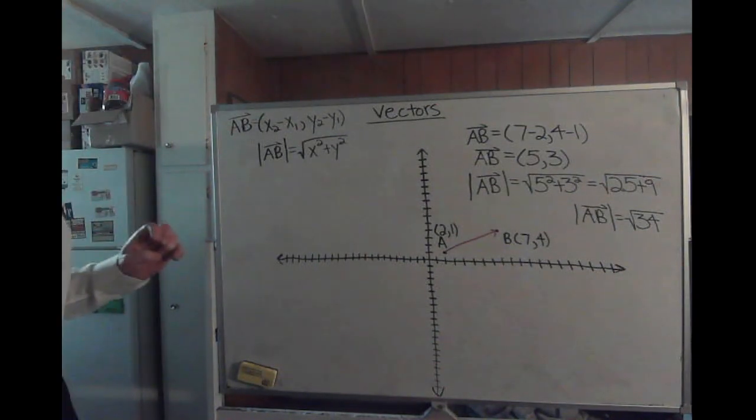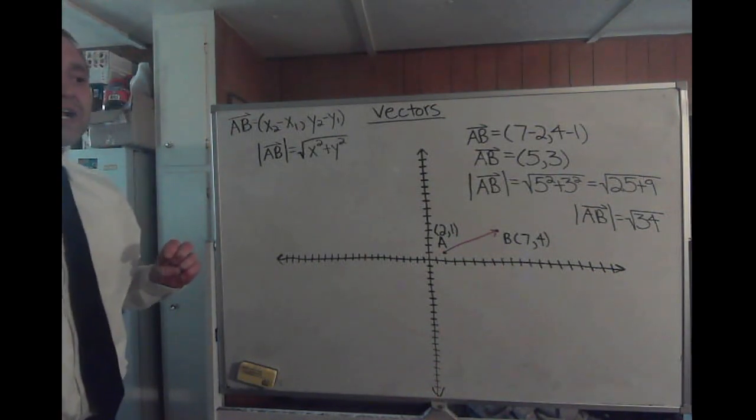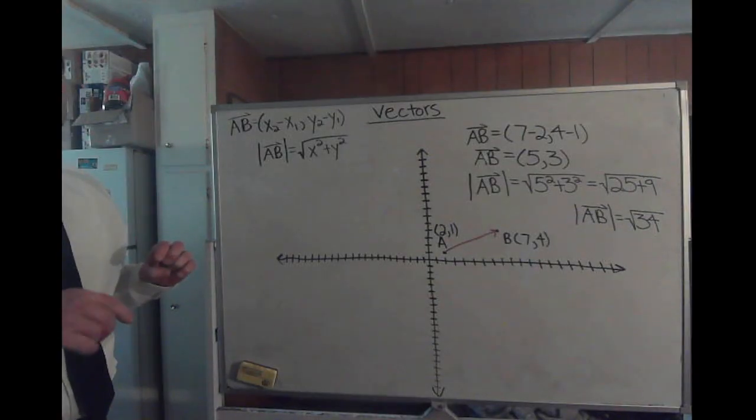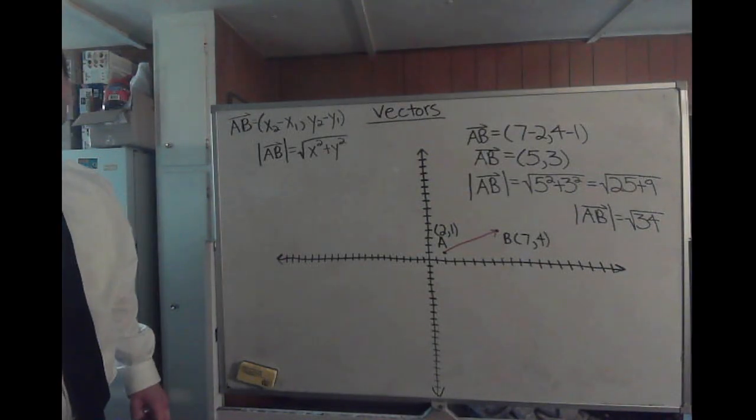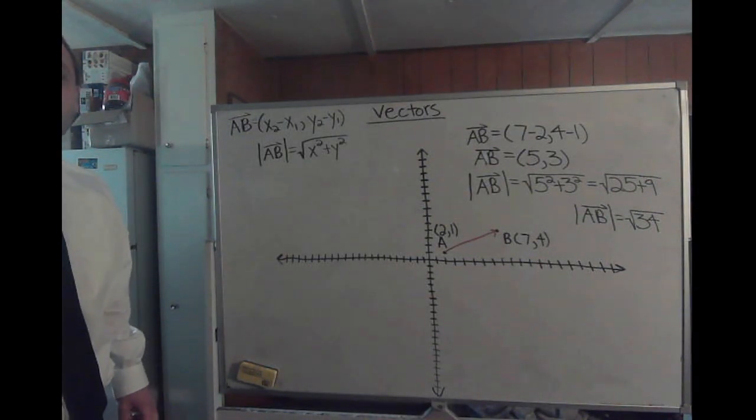Now, when it comes to vectors, you can think of it as a plane is flying 500 kilometers an hour northeast, or a car is traveling 50 miles per hour east. Those are examples of vectors.